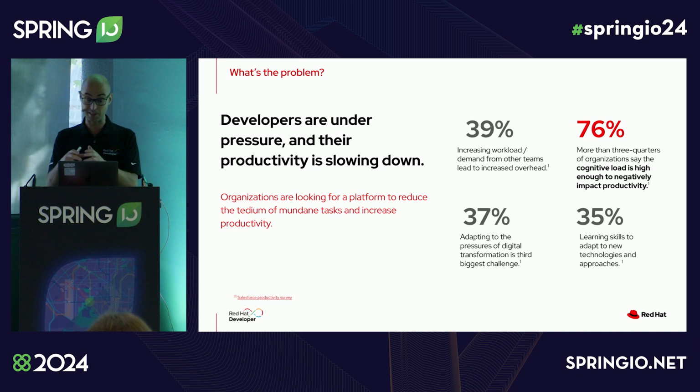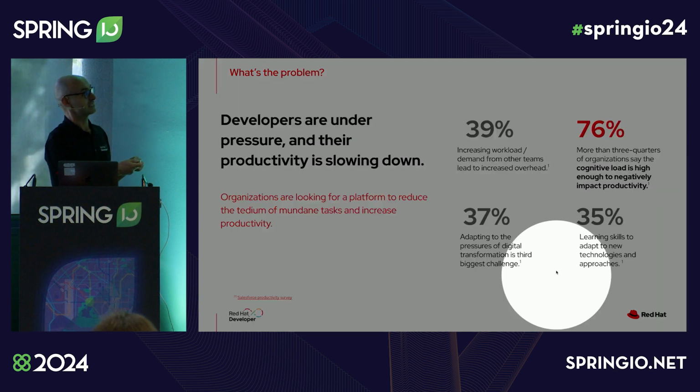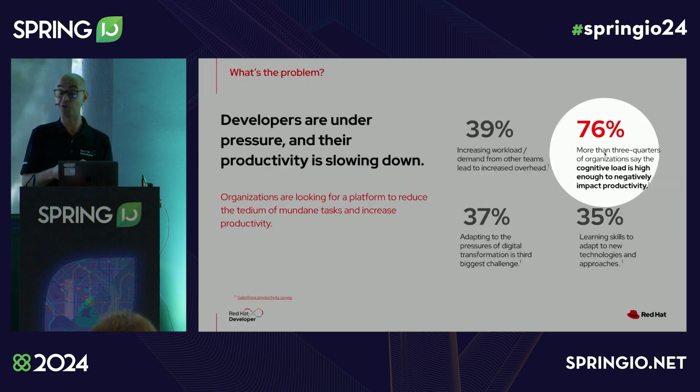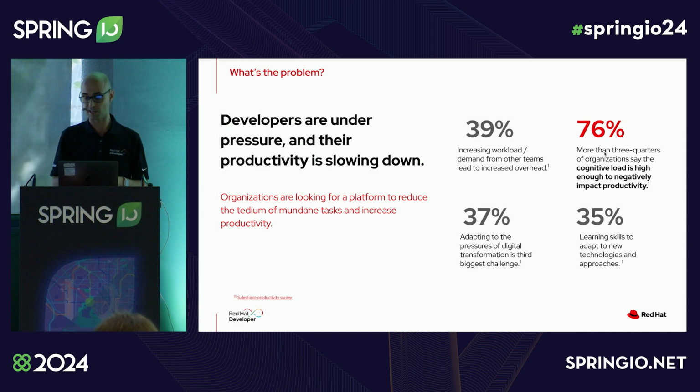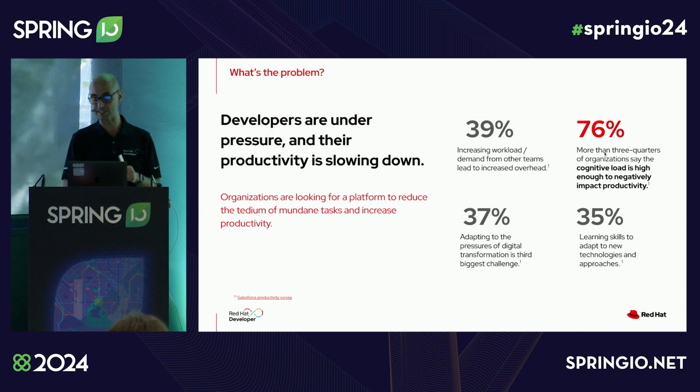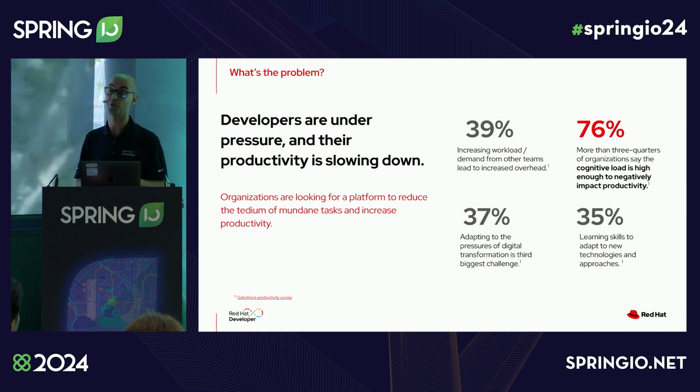And all this pressure, all this knowledge that you need to know, is known as cognitive load. And as you can see here, it says 76%, so three quarters of developers say that cognitive load is high enough to negatively impact productivity.